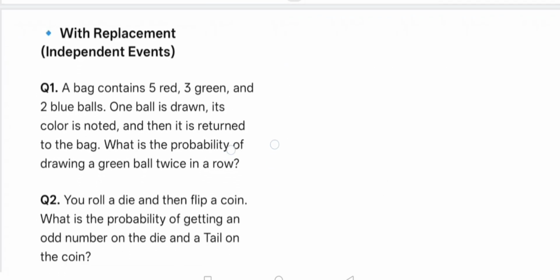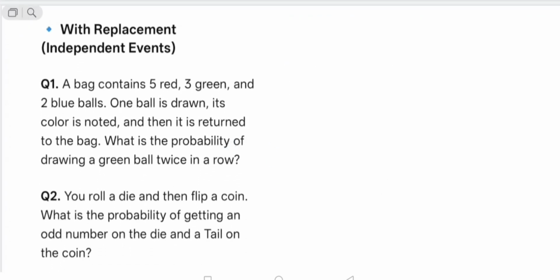So look at the first. We will try to learn with replacement or independent events. Actually, the main difference between with replacement and without replacement, independent and dependent, is this: in with replacement and independent events, the total outcome doesn't change. But in without replacement and dependent events, the total outcome is affected.